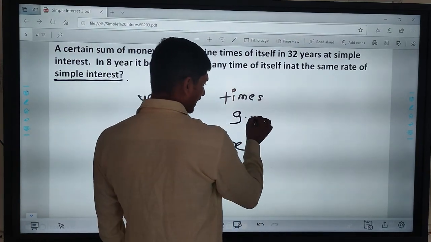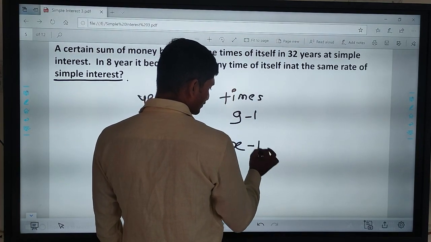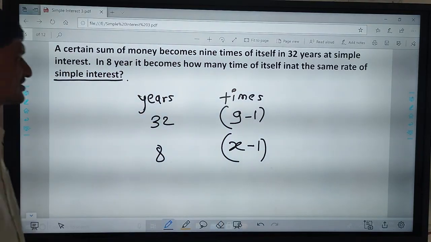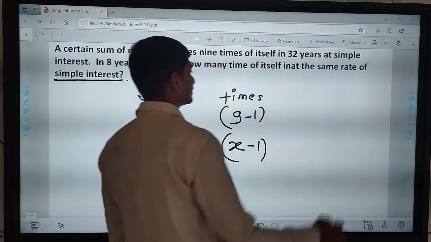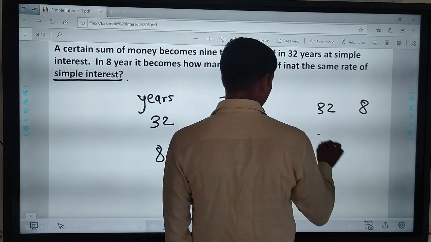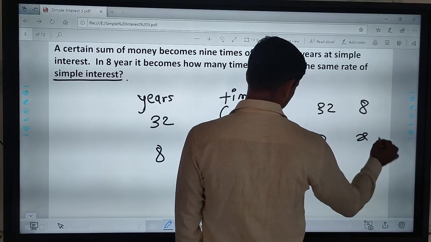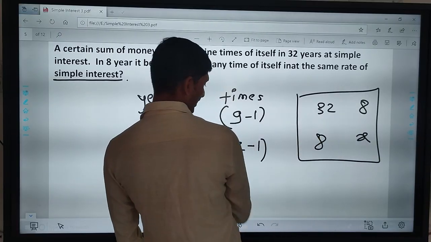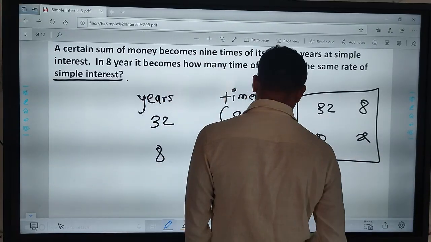Here we write 9 minus 1 and x minus 1. Compulsorily we subtract 1 from the times. Now what remains is 32, 8, 8, and x minus 1.